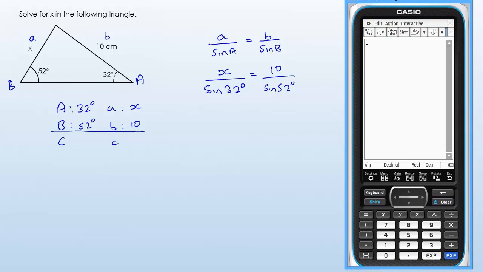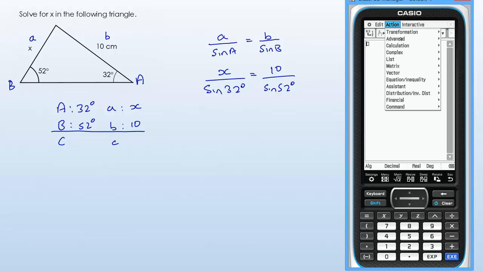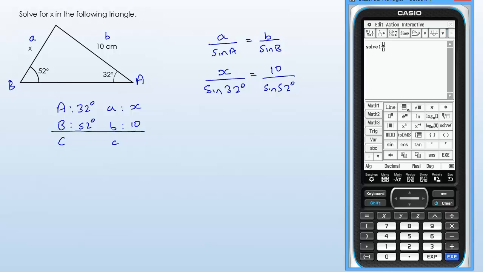So what do each of those look like? Action, advanced, solve. We know we're going to need a fraction equal to another fraction. And this one would be x over sine 32. And this one would be 10 over sine 52. We're working in degrees.